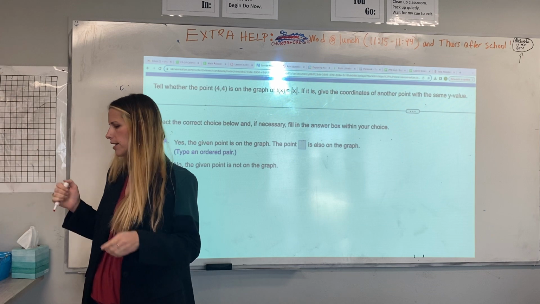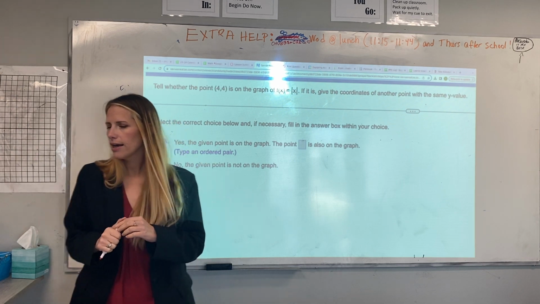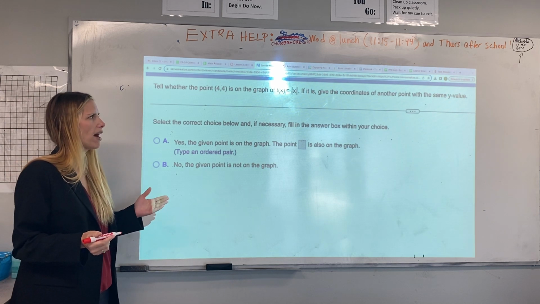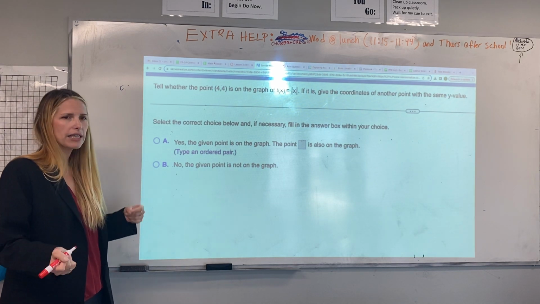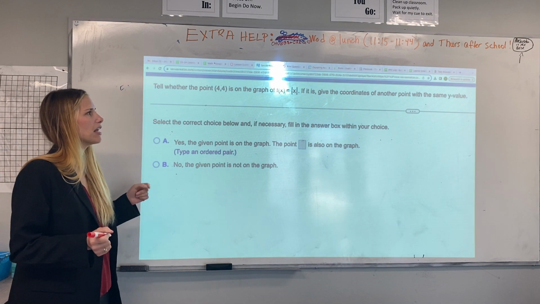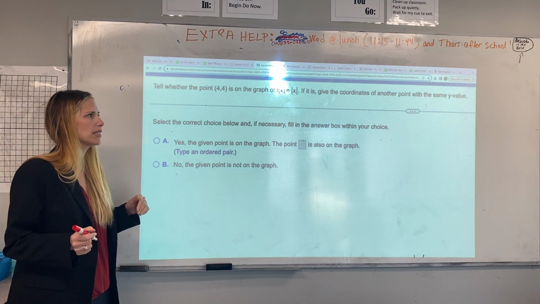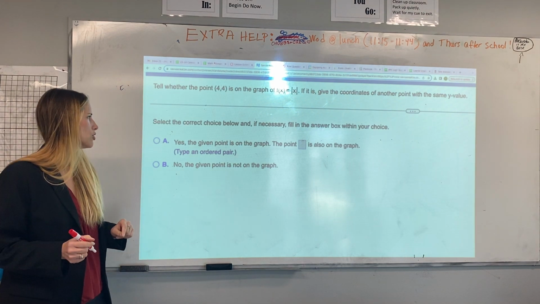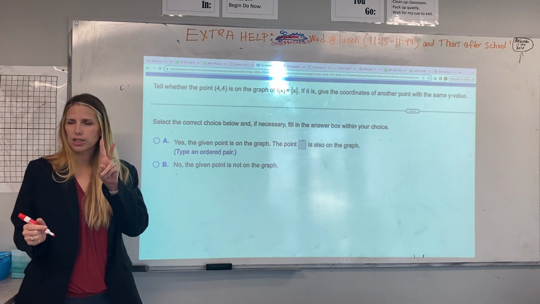Let's get started. Number 1 says, tell whether the point (4, 4) is on the graph of f of x equals the absolute value of x. If it is, give the coordinates of another point with the same y value. So that's kind of like a 2-part question.